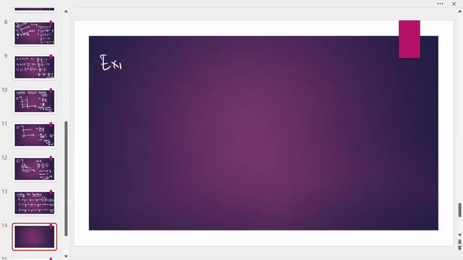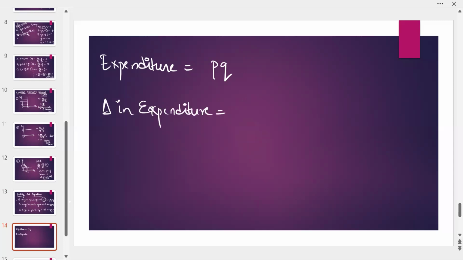So expenditure, what is expenditure? It is P into Q, correct? Now, what is the change in the expenditure? With the change in the prices and change in quantity, what is the change in expenditure? It is basically P plus del P, the change in the price, into Q plus del Q. Understood?